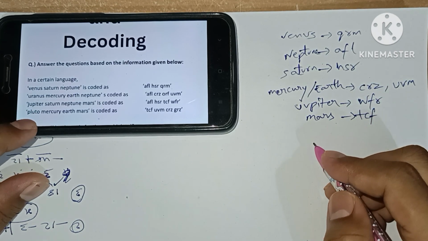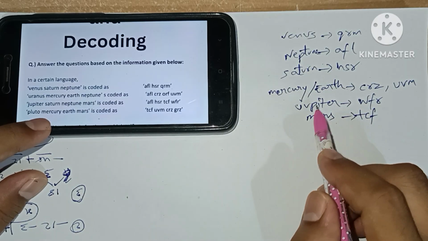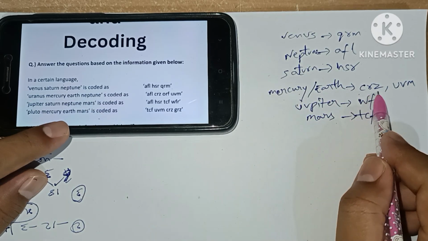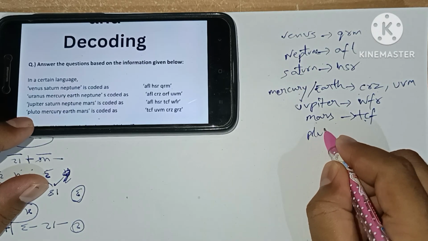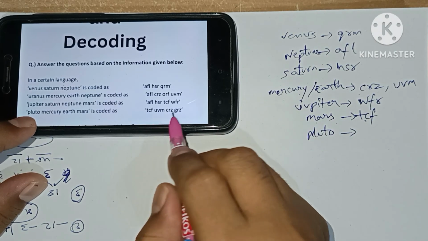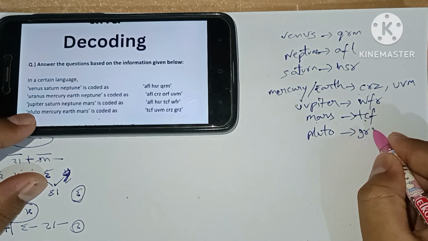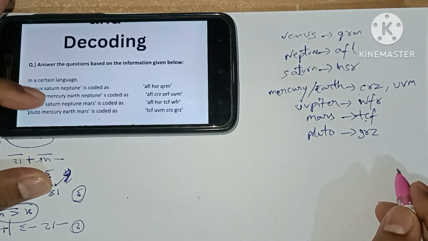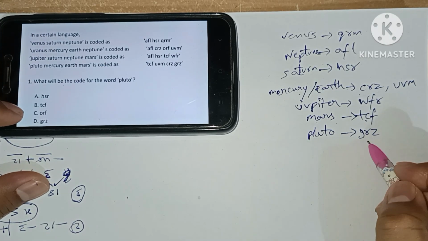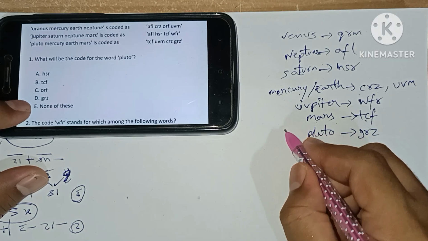Next, Mercury we already saw. Earth is also seen. Mars is also completed. So we are left with Pluto, which is the code GRZ. So we have got the codes. Let's see the questions that are asked. First question, code for Pluto, which is option D.